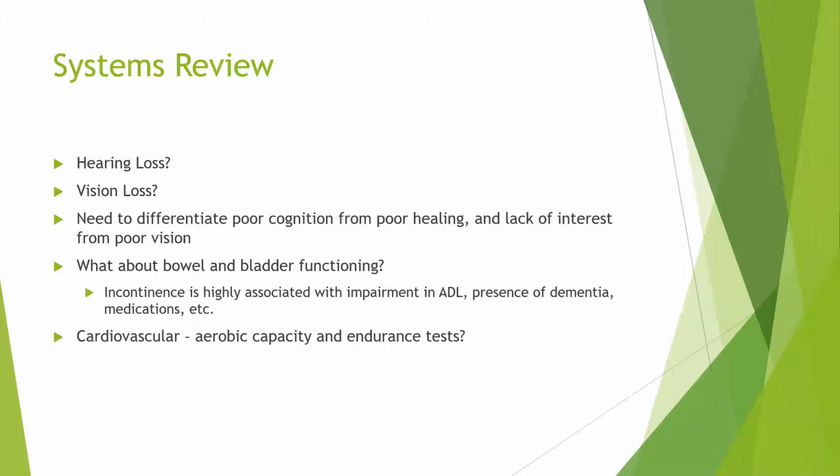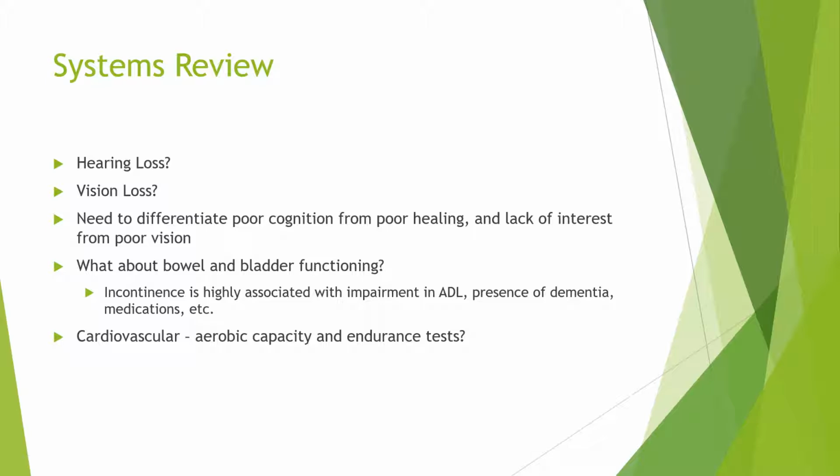So, systems review, it's not that different from what we would do in any other setting, but keep in mind with these long-term care facilities, a lot of these patients are going to be older, so do we have a vision or a hearing loss? We need to differentiate poor cognition from poor hearing, and lack of interest from poor vision. So we make sure we're not making assumptions about this patient just because they're not doing what we're asking them to do. Maybe they just didn't hear us. So we need to make sure that we're differentiating between those. So please make sure and fix that: poor cognition from poor hearing, not healing.